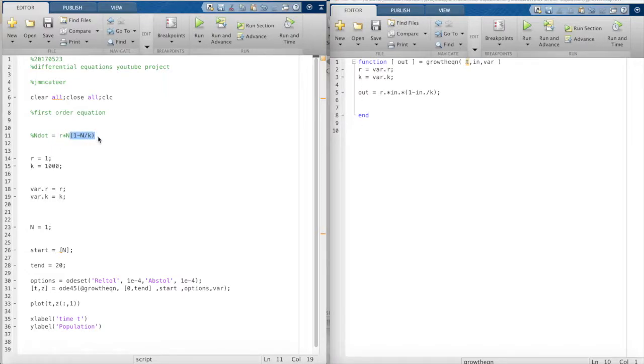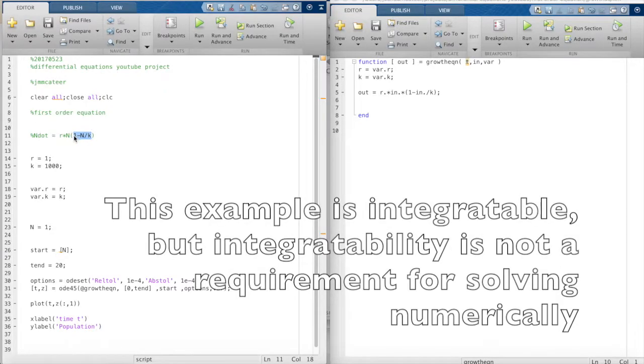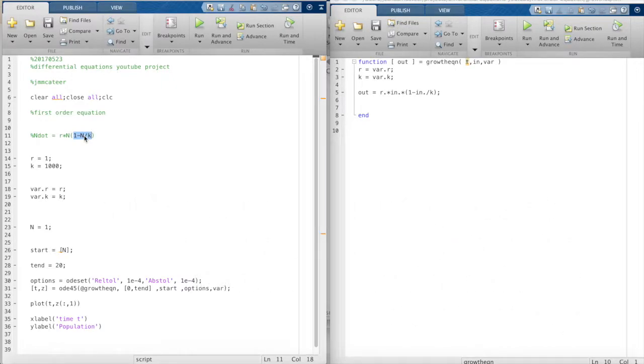And if this term didn't exist, then this would just be exponential growth. But here it's slowing. When n approaches k, this bracketed term approaches 0. When n is much smaller than k, it's approximately unity, but when n approaches k, this goes to 0. And when n is greater than k, this is negative. So we have a negative rate of growth when n is above the carrying capacity.